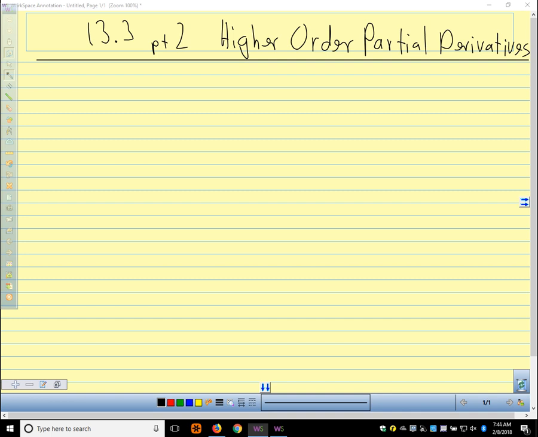So if you study electromagnetism in physics, electromagnetism is all about partial derivatives. All of Maxwell's equations are partial derivatives.